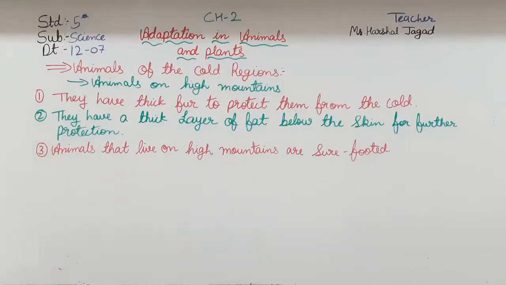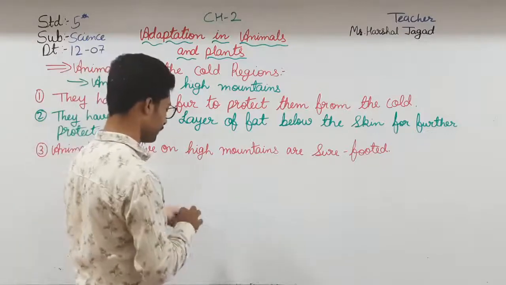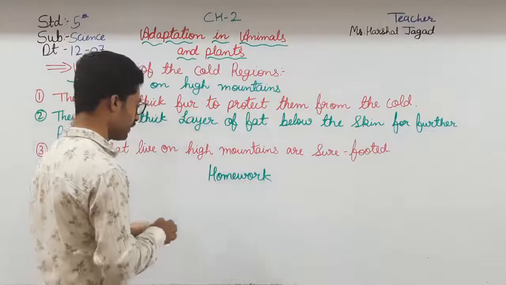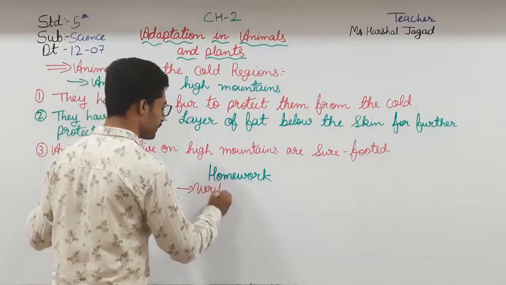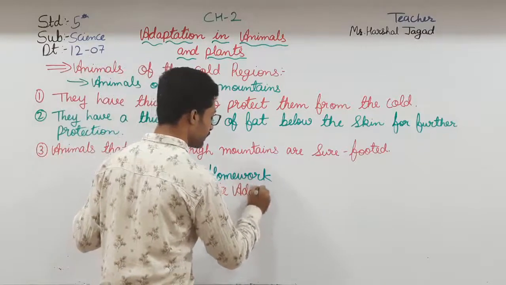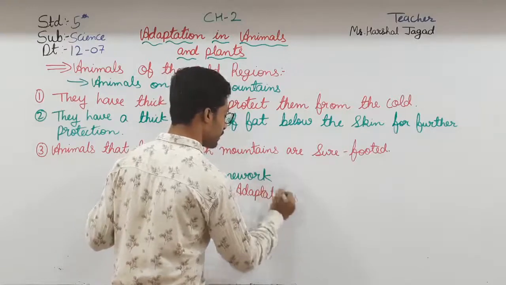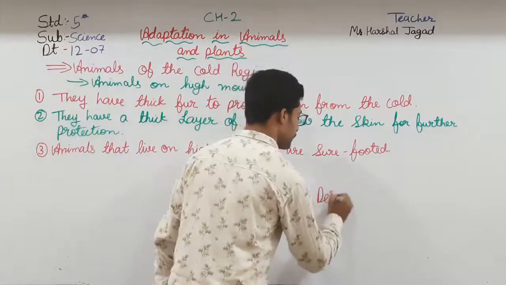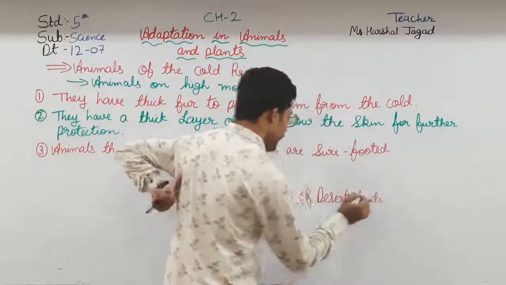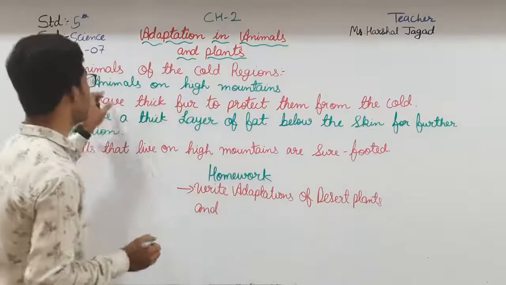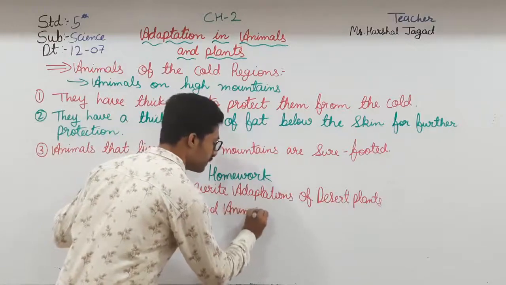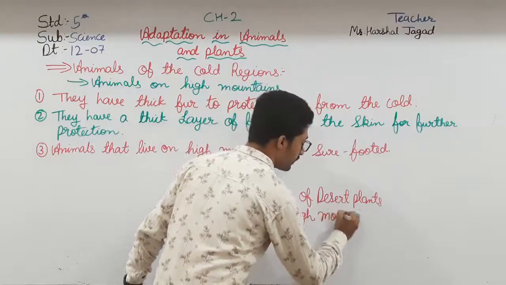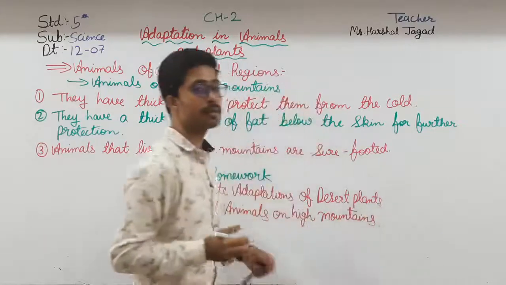So in your homework, write adaptations of, first we have seen desert plants and secondly animals on high mountains. Okay, animals on high mountains.